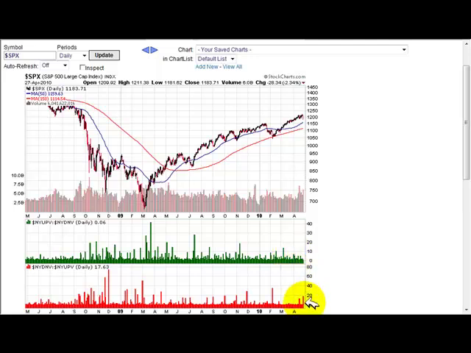Again, I'm pointing out yesterday, Tuesday, it happened. February, on the day the market bottomed. November, on the day the market bottomed. October, on the day the market bottomed. September, on the day the market bottomed. July, on the day the market bottomed.